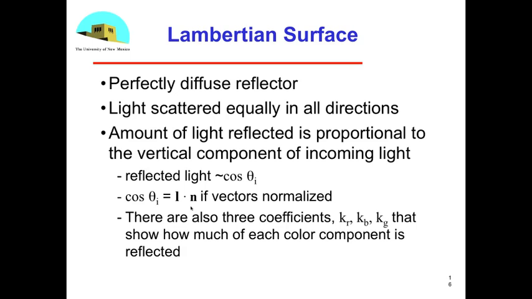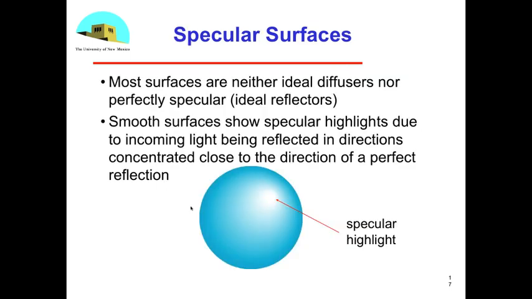That's the diffuse term in the model. The ambient term is just a constant term in there. And the third term is this specular term. And here you're seeing a blue ball. This would be the diffuse terms out here.